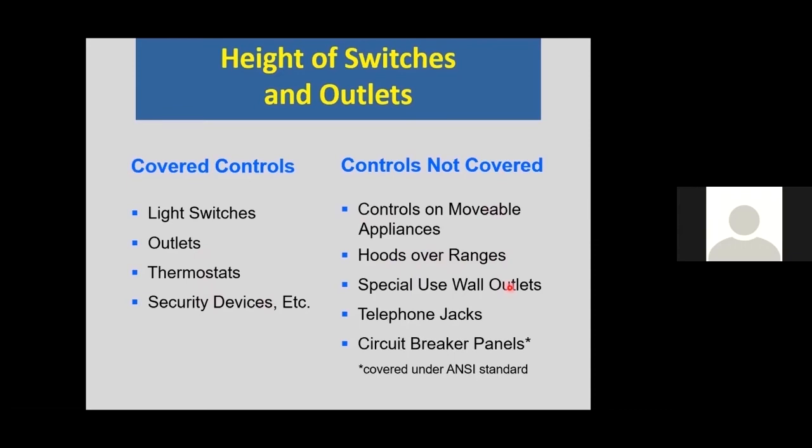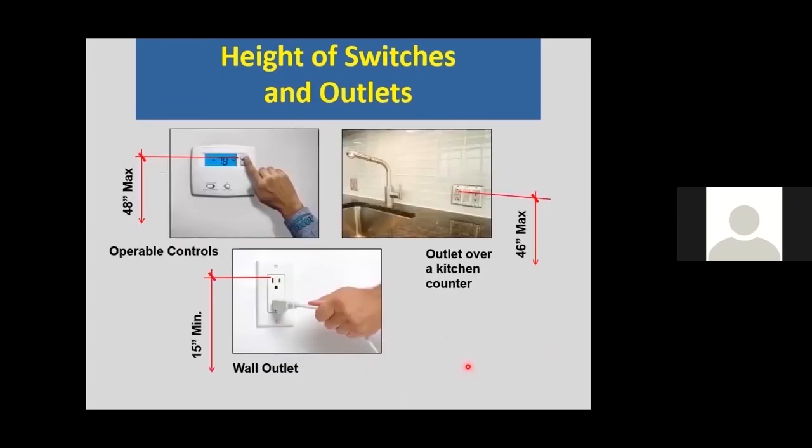Special use wall outlets: we don't see telephone jacks much anymore. But circuit breaker panels, specifically looking at HUD's 98 design manual, would not be subject to reach range, but in looking at newer ANSIs, like the 2009, they are required to be within that ANSI reach range.